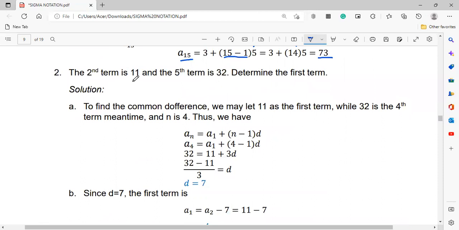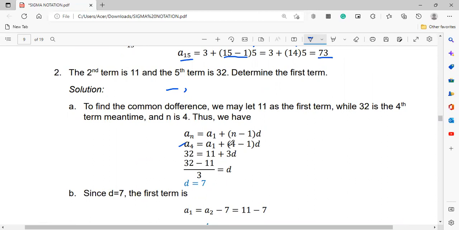Second, the second term is 11 and the fifth term is 32. Determine the first term. In this case, since the second term is 11 and the fifth term is 32, we might as well consider the second term as the first term for the meantime, and the fifth term as the fourth term for the meantime. So how to do that?